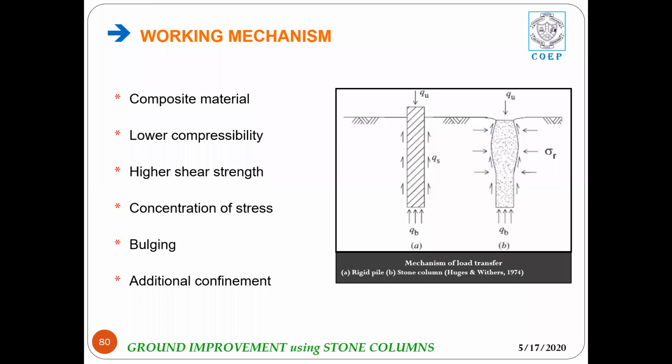Stone columns are provided where the compressibility is high. They help us in achieving higher shear strength. There will be concentration of stresses because the surrounding soil is very weak, whereas the stiffness of the stone column as compared to the stiffness of the surrounding clay or soft soil is very high. So there will be concentration of stresses on the stone column, and due to this, the bulging takes place, and additional confinement is provided by the surrounding pressure that is exerted by the soft soil.